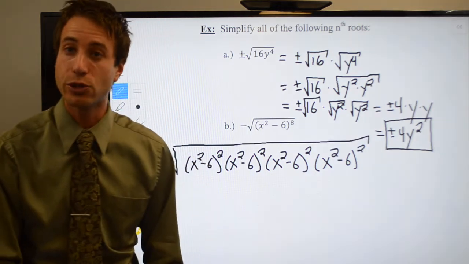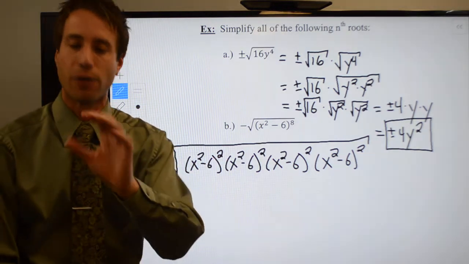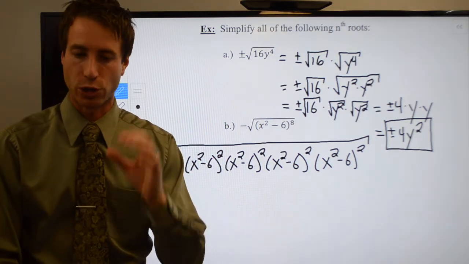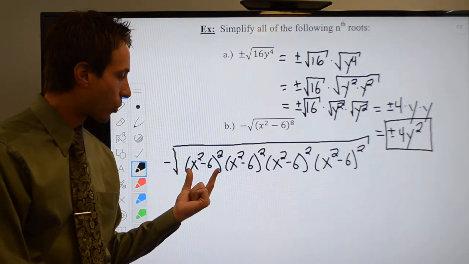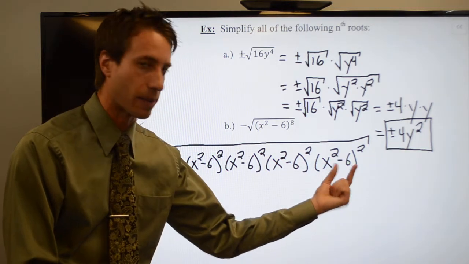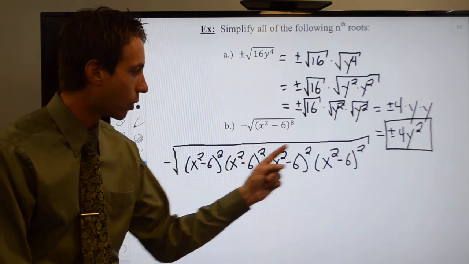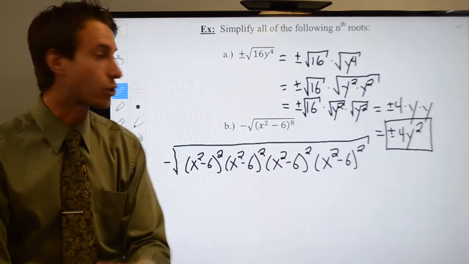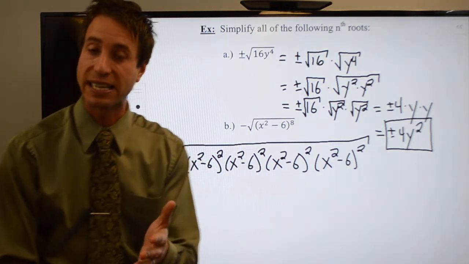Now, why do I do that? Well, it's simply because of the property of exponents. Whenever the bases are the same, you add the exponents. X squared minus 6, x squared minus 6, x squared minus 6, x squared minus 6. All the bases are the same. We add the exponents. 1, 2, 3, 4, 5, 6, 7, 8. Right? So all I've done is I've taken this and rewritten it. But why have I done that?